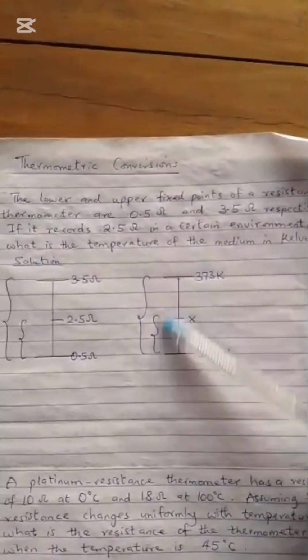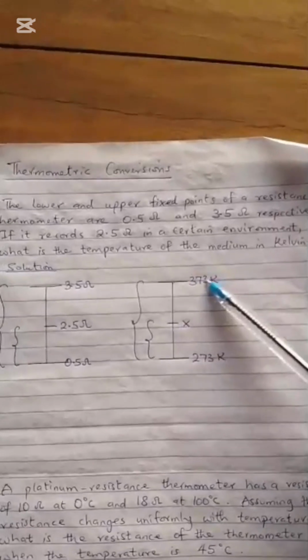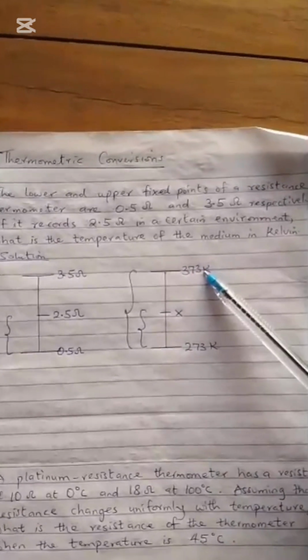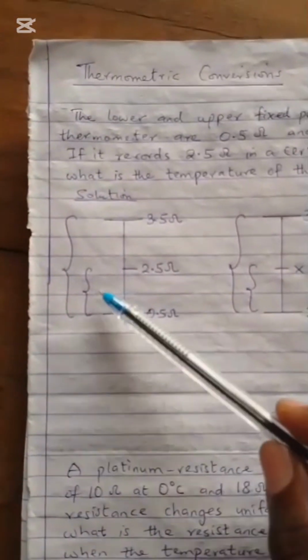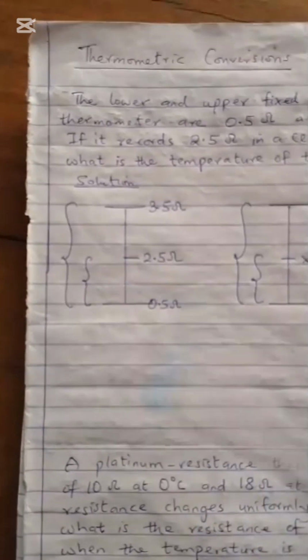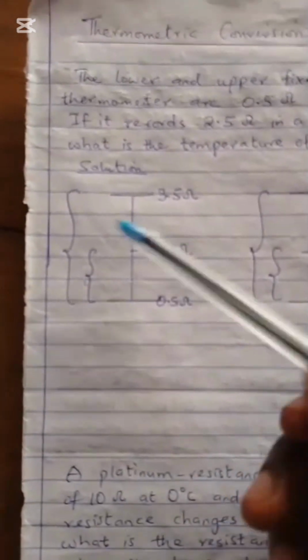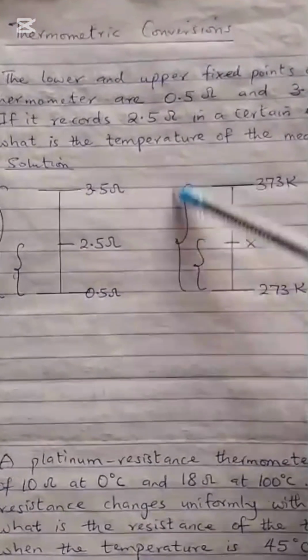So let's look at the Kelvin scale. This is the upper fixed point of the Kelvin scale. That's basically the temperature at which water boils, okay? So this is 373 Kelvin and this is 273 Kelvin. Now this is how you go about it. It's very simple. You have this smaller interval here, look at that smaller interval, over the larger interval, equals the smaller interval over the larger interval.